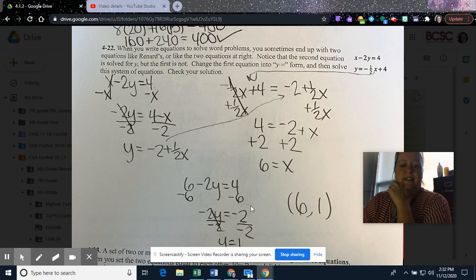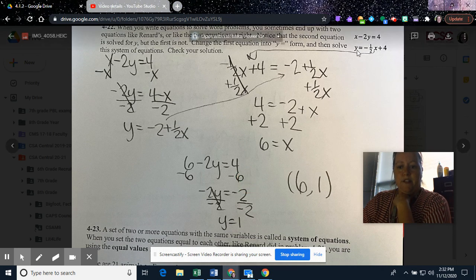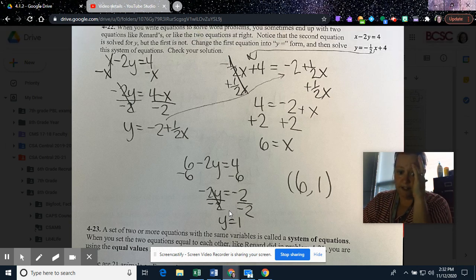Once you know what x is, then you have to plug it back in to find your y. You could use whichever equation you wanted. I used the first one, plugging in my x equals 6. So then I would have 6 minus 2y equals 4. Subtract 6 from both sides, divide both sides by negative 2. That tells you that y equals 1. So then your ordered pair is 6, 1.